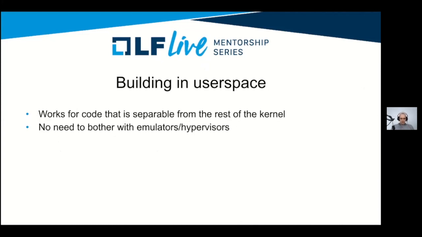So the first approach is building code in user space. And this works great for the code that's actually easy to separate from the rest of the kernel. The great thing about it is that you don't need to bother about emulators or kernel virtual machines. You can just reuse all of those nice tools that we have for user space fuzzing.